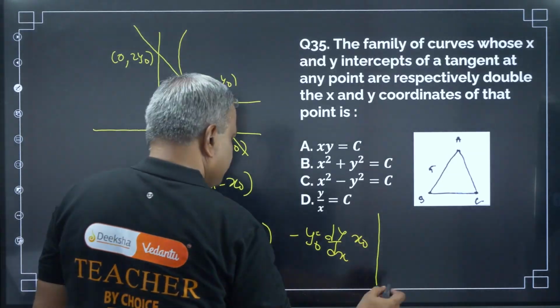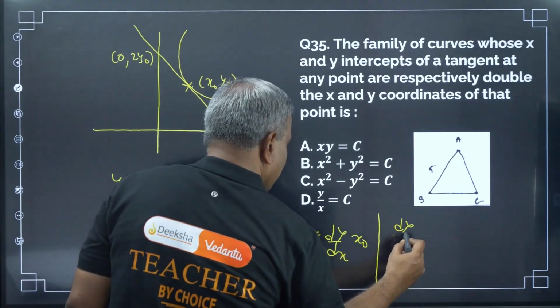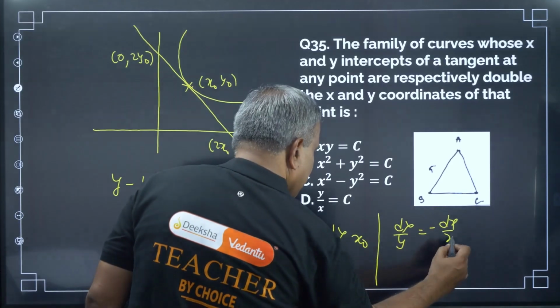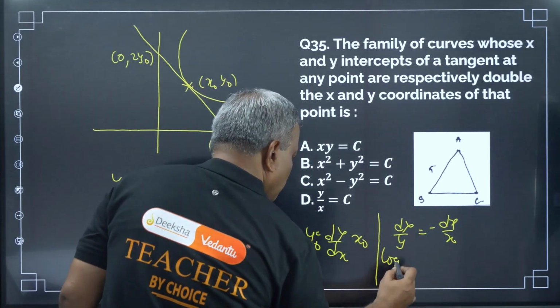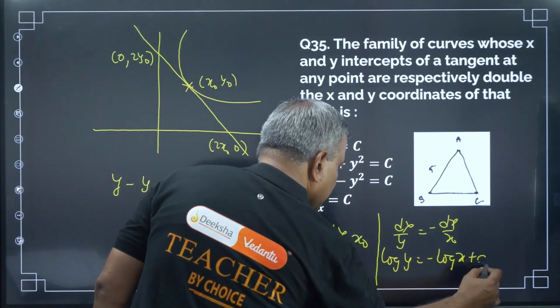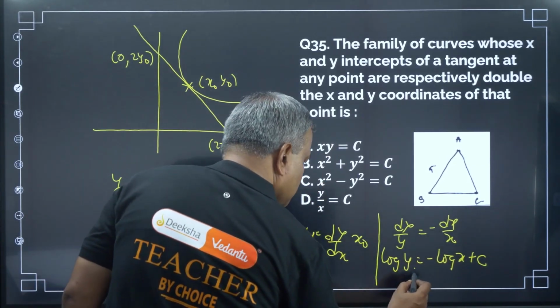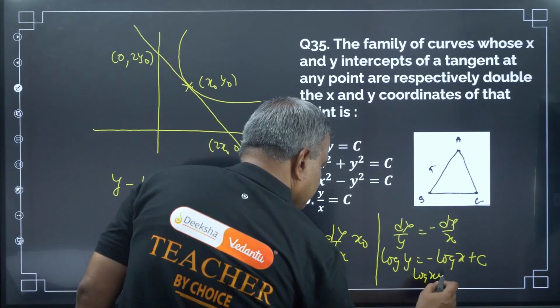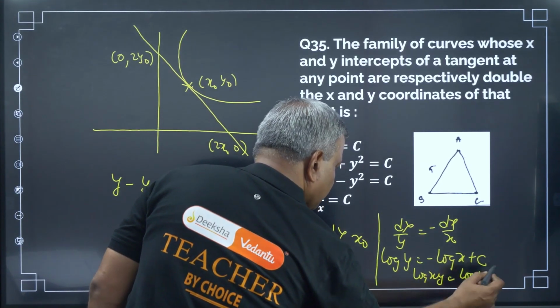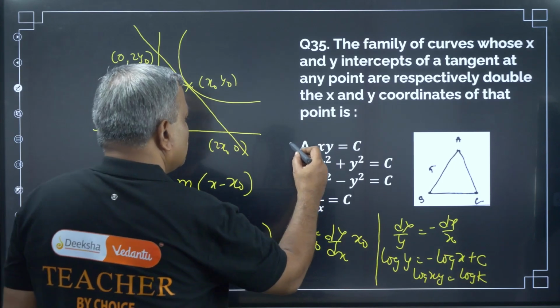Variable separable again. This will give you dy by y is equal to minus dx by x. Integrate it. Log y is equal to minus log x plus c. So this can be written as log of xy is equal to some constant. I can write the constant in terms of k also. So xy is equal to c.